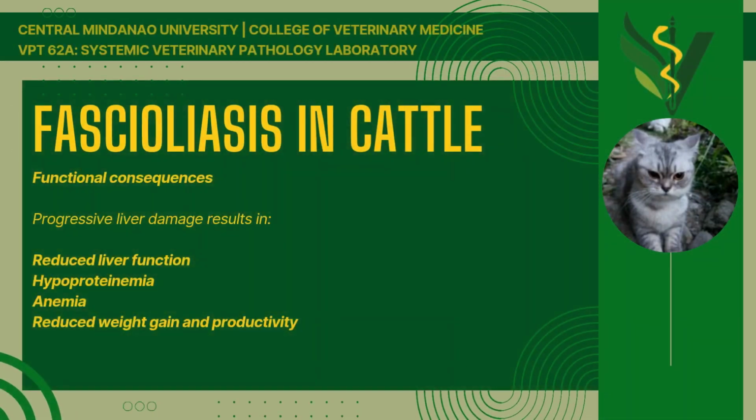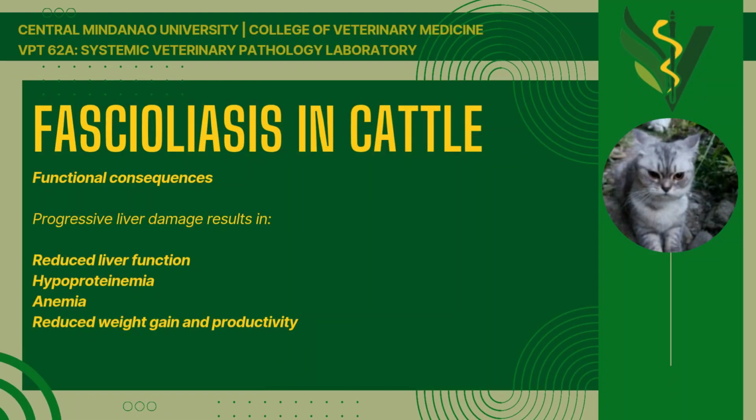So what then are the functional consequences? Of course there is progressive liver damage, which results in reduced liver function, hypoproteinemia, anemia, reduced weight gain, and productivity. So how does this happen? First is reduced liver function. Of course, because the parenchyma is damaged, the functional tissues are lessened.